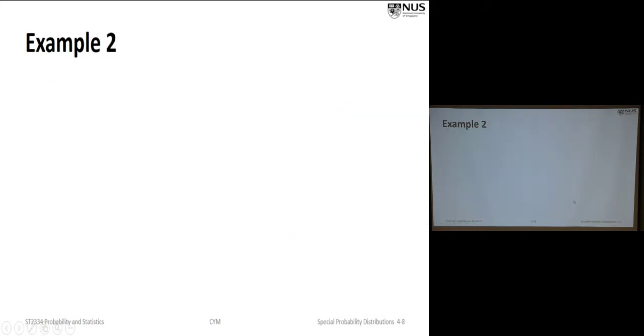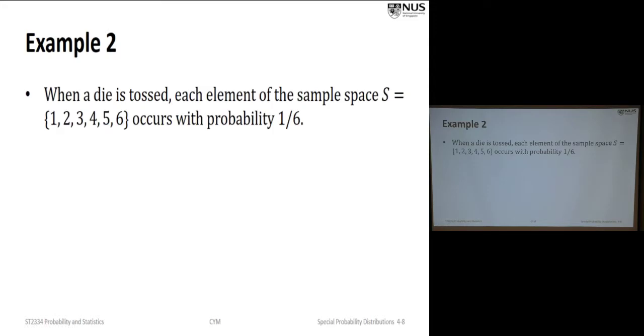All right? And we have another example. We toss a die. All right. So these are the possible outcomes, and they're equally likely, so it's 1/6 for each one. So this, again, is a discrete uniform distribution.